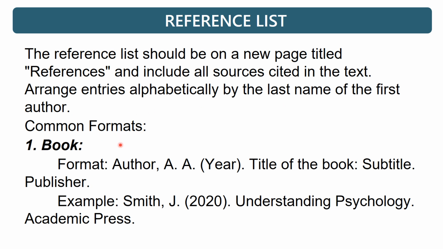Common formats: 1. Book. Format is author and then the initials and the year in brackets, then the title of the book, and after a colon, subtitle, and then publisher. So for example, Smith is the author and J. is the initial and 2020 is the year, and the title of the book is Understanding Psychology and the publisher is Academic Press.